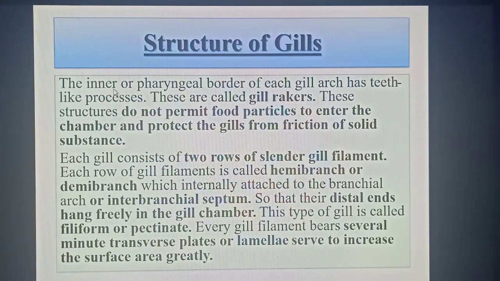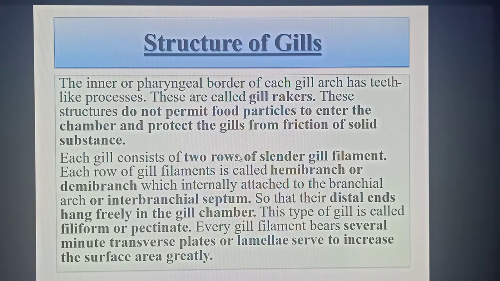So look, the inner or pharyngeal border of each gill arch has teeth-like processes. These are called gill rakers. These structures don't permit food particles to enter the gill chamber and protect the gills from friction of solid substances.